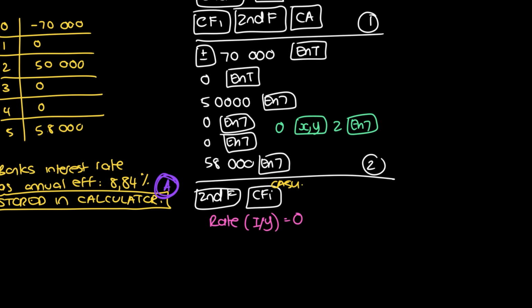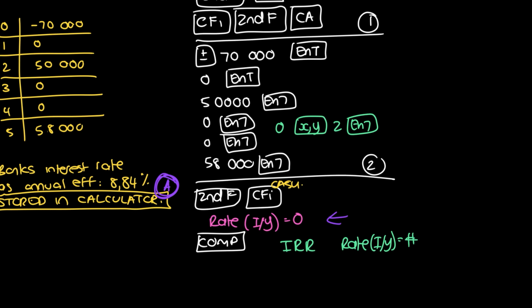Now, this is where it differs from when you work out our NPV. So when you work out our NPV, we update this with the bank's annual effective interest rate. If we wanted to calculate our internal rate of return, we are not going to update it. We are going to ask the calculator to compute. So we will just say compute. And then it's going to give us the internal rate of return of this investment. So it will display the IRR by saying the rate IY is equal to whatever value we get.